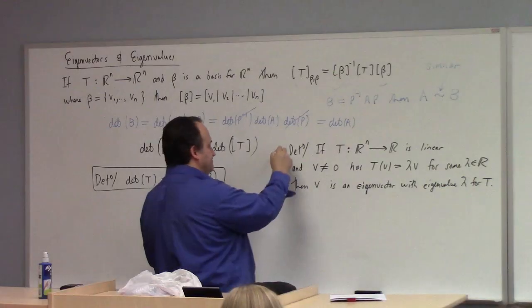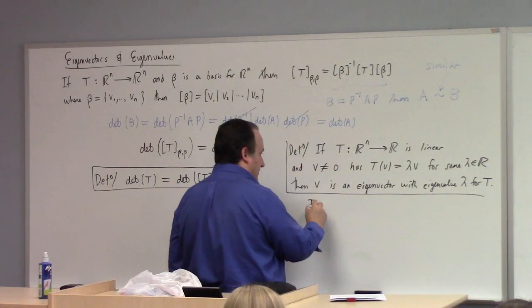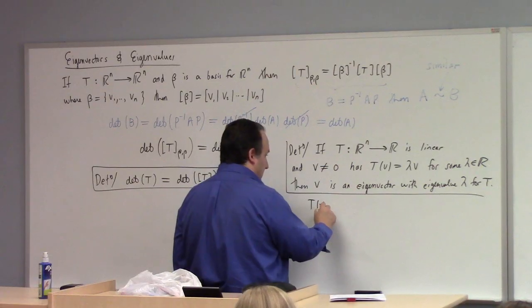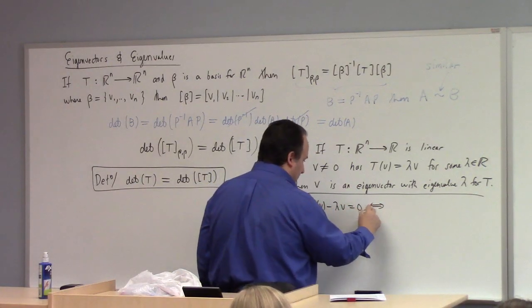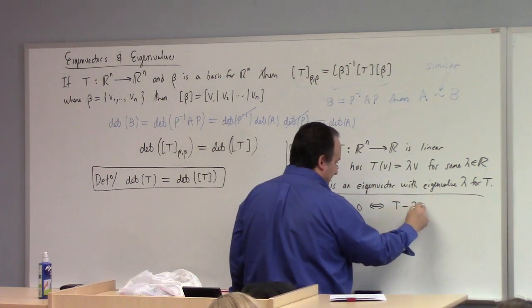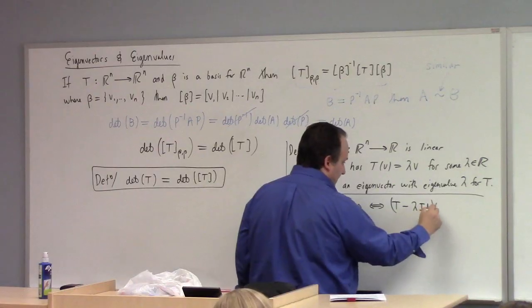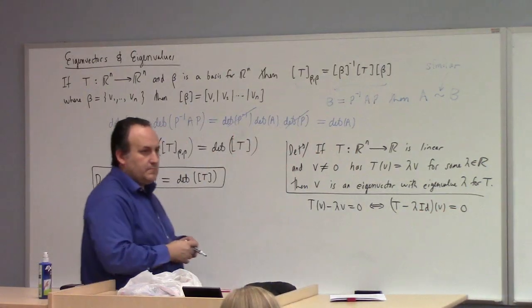Notice that we have T of v minus lambda v equals 0, which we could trade for T minus lambda times the identity map acting on v equals 0. All right.